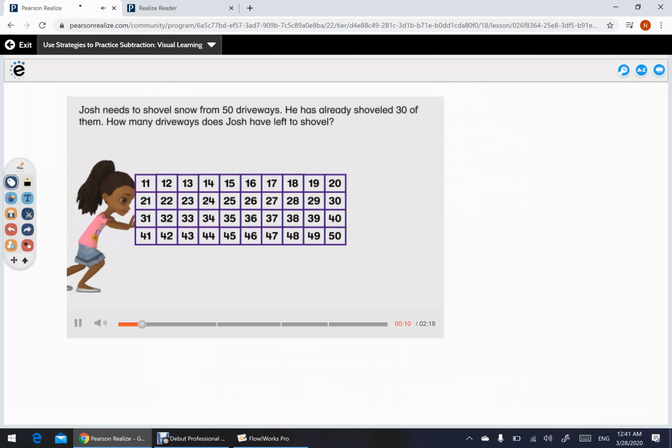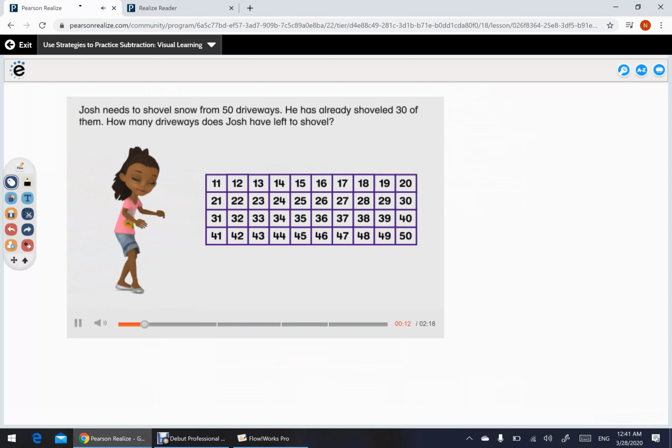Josh needs to shovel snow from 50 driveways. He has already shoveled 30 of them. How many driveways does Josh have left to shovel? Now here, this is a problem solving. This is a small subtraction story that you have to solve.